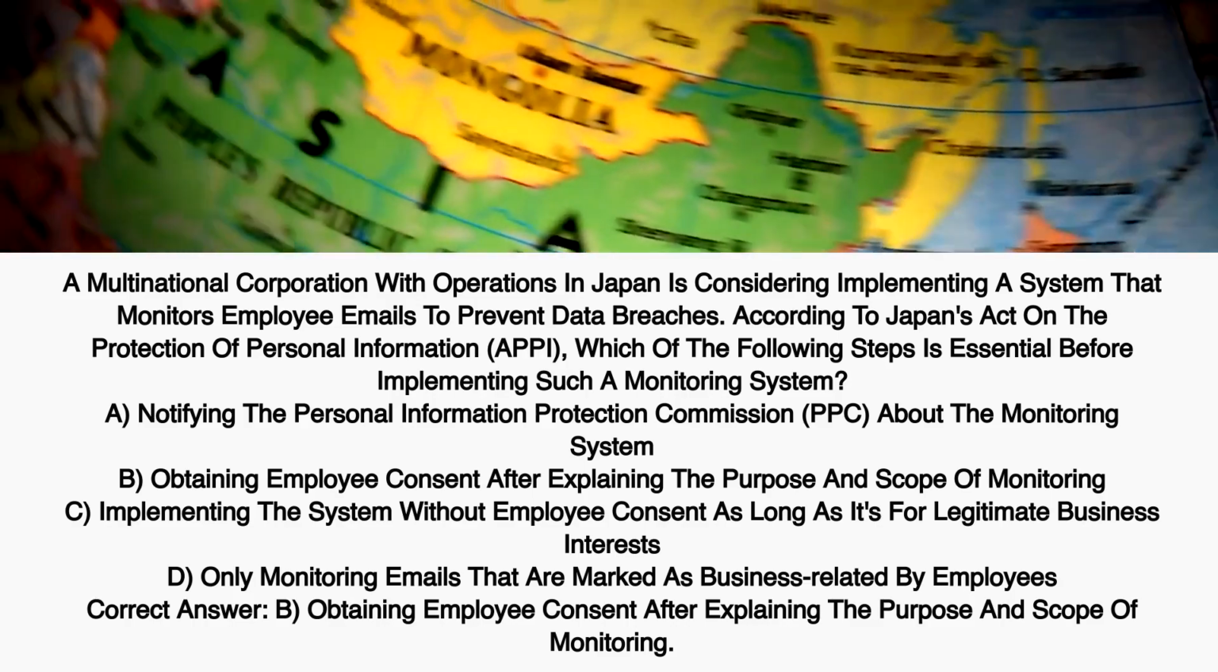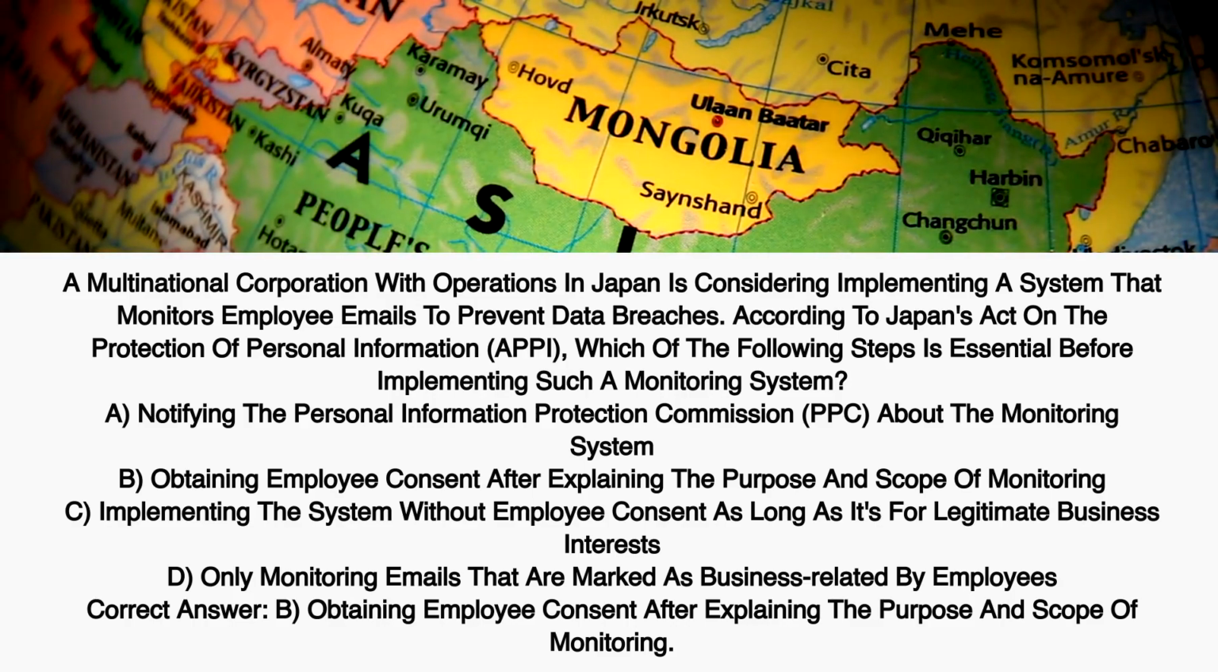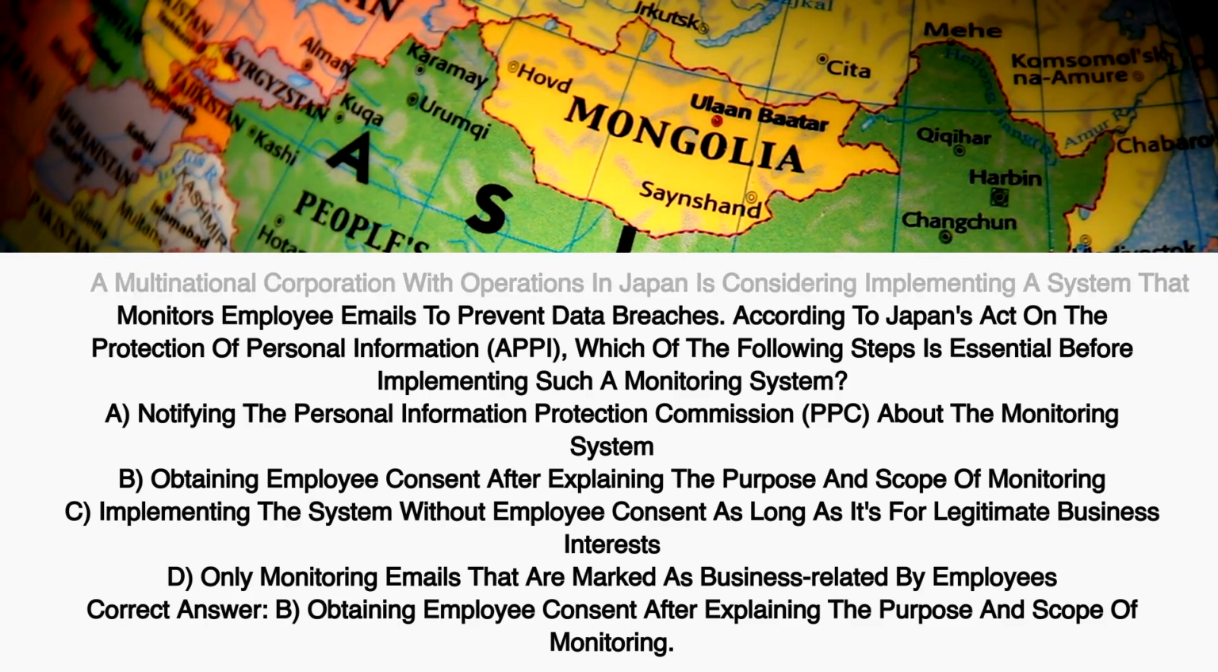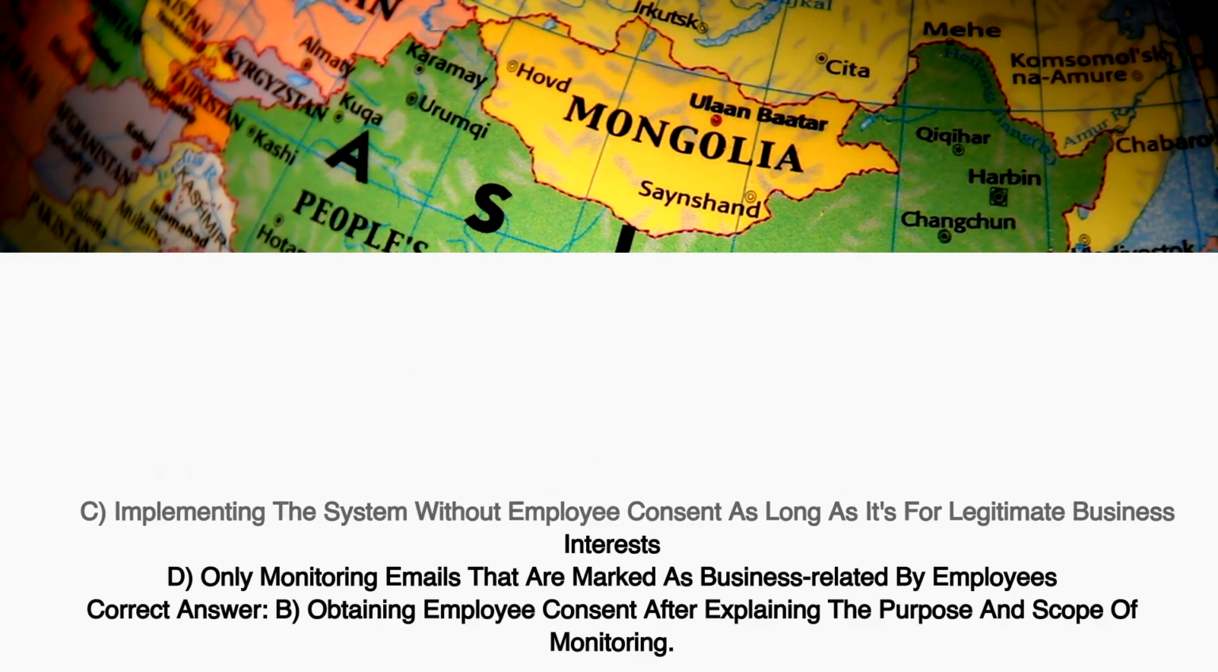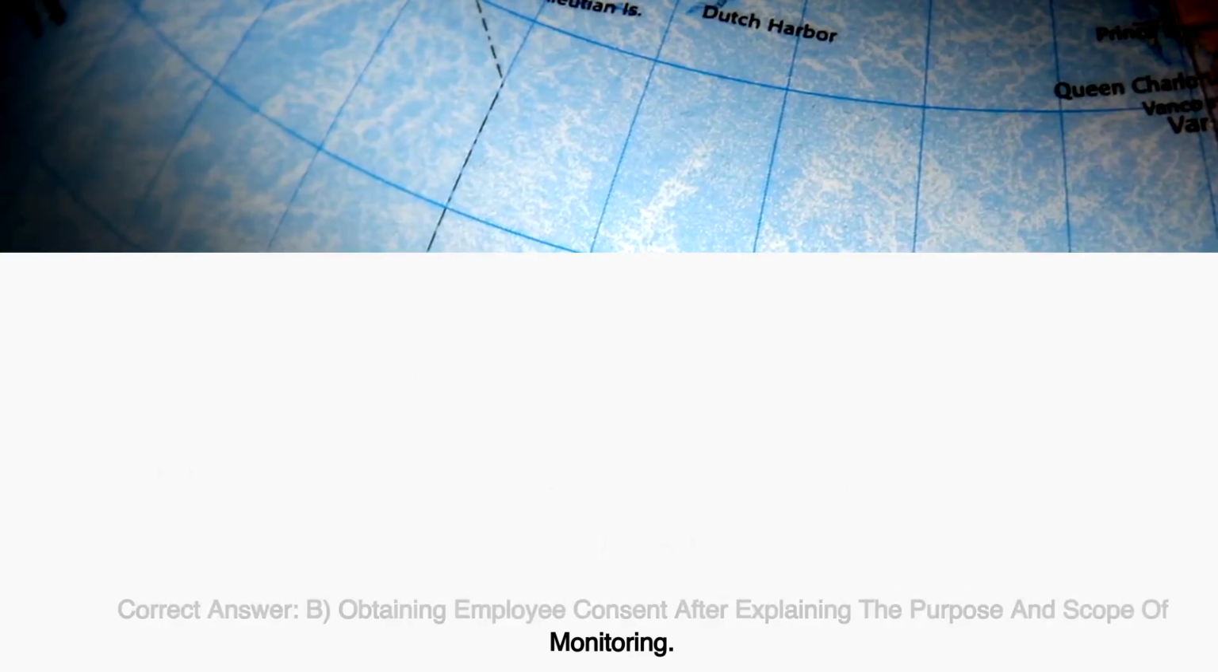B. Obtaining employee consent after explaining the purpose and scope of monitoring. C. Implementing the system without employee consent as long as it's for legitimate business interests. D. Only monitoring emails that are marked as business-related by employees. Correct answer: B. Obtaining employee consent after explaining the purpose and scope of monitoring.